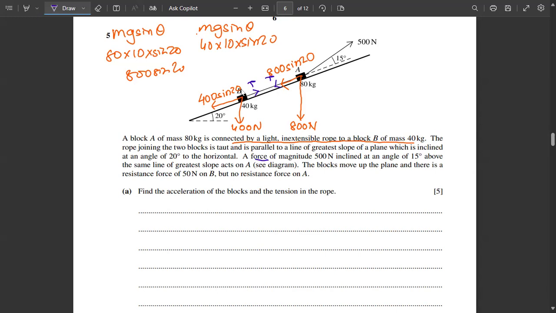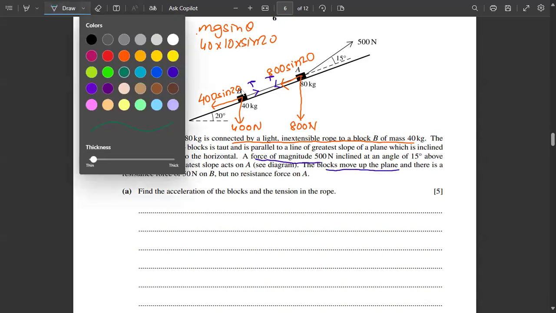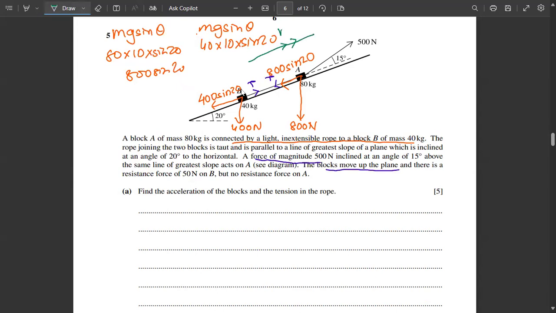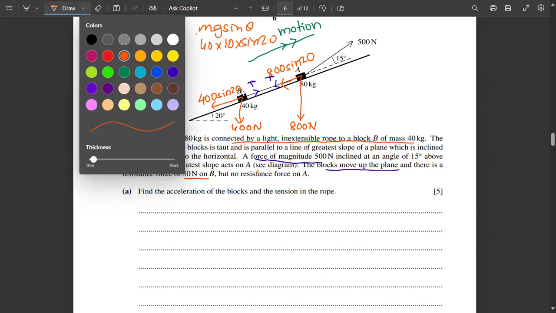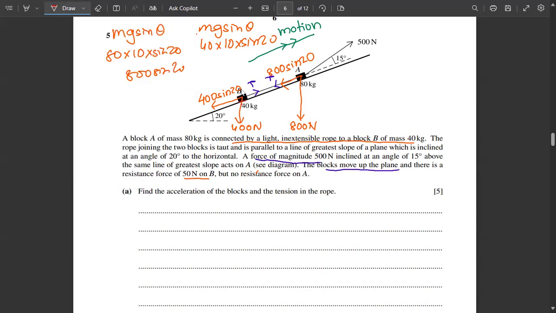A force of magnitude 500 Newton inclined at angle 15 degree. Yes, you already know that. Same line as block moves up the plane. Okay, so that is important right here. So what we can say is the motion is upwards. And there is a resistance force of 50 Newton on B. Okay, let's make this resistance force. This is the resistance force of 50 Newton on B. This is B, but no resistance force on A. Perfect. So there is no resistance force on A.